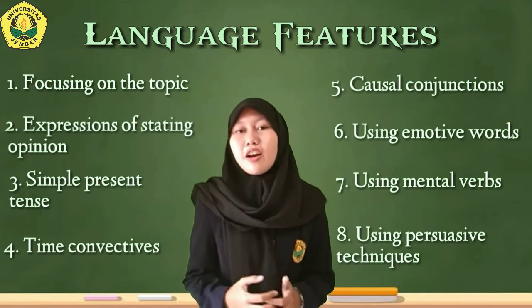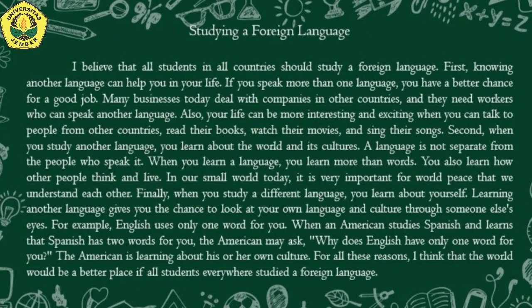Here is an example of a short, simple, and brief analytical exposition text. Now, in the text Studying a Foreign Language, in the first sentence, we can see that it is a thesis. It says, I believe that all students in all countries should study a foreign language. That is the belief or the view of the writer. We can also see that the writer expresses his or her opinion by using mental verbs, which is believe. The rest of the text can be considered as the body or the arguments of the analytical exposition text.